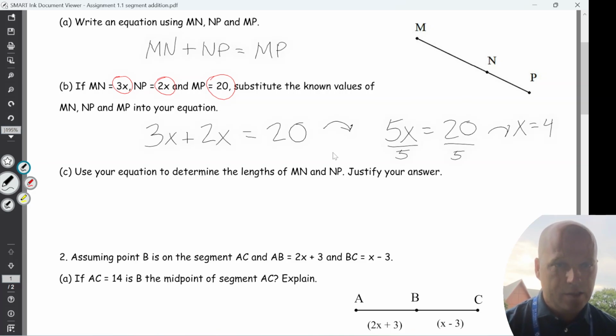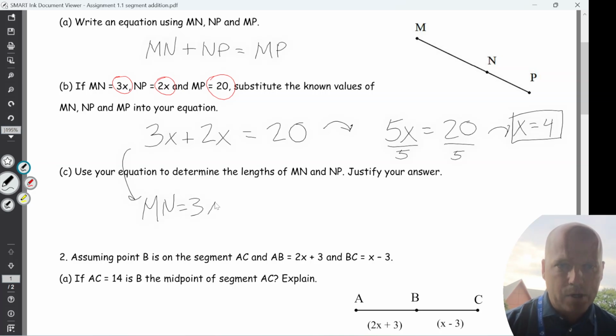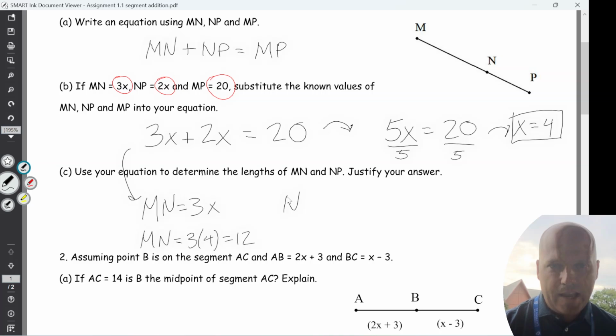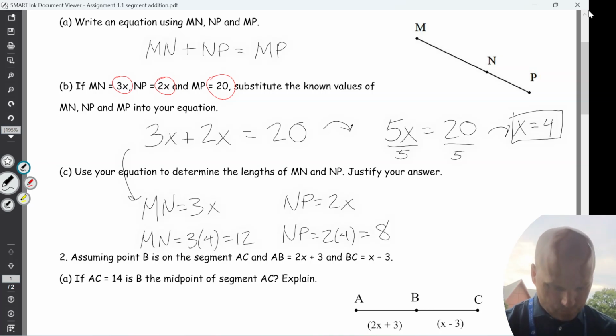And that's actually what I did here, as I did those steps here. Use your equation to determine the lengths of MN and NP. So I know what the number is. The number is 4. Well, since MN is 3 times the number, MN has to be 3 times 4, which is 12. Since NP equals 2 times the number, NP has to equal 2 times 4, which is 8. Great.